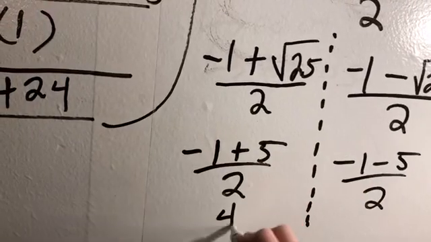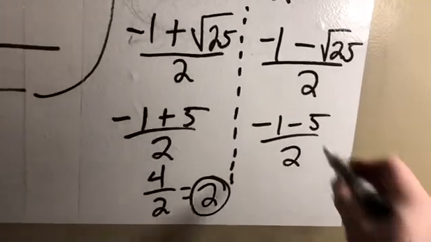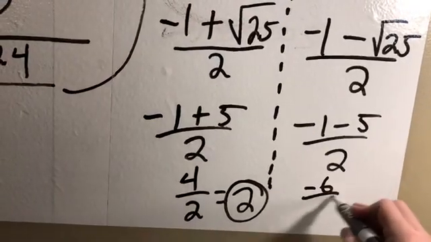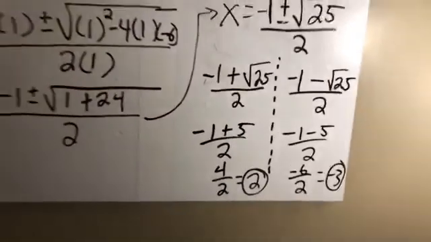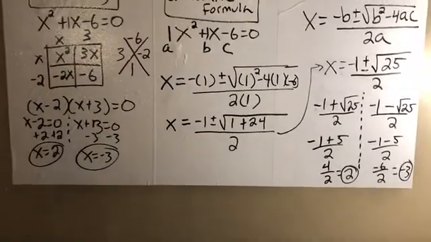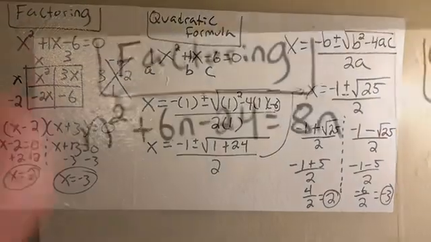-1 plus 5 is 4, divided by 2 is 2. -1 minus 5 is -6, divided by 2 is -3. And you'll notice we got the same answer as when we factored. The same answer across the board. Let's try it one more.